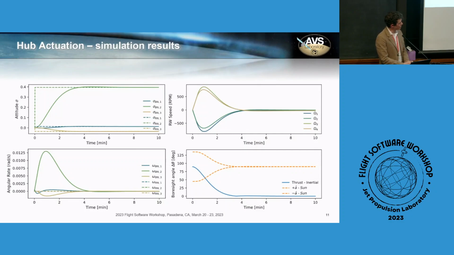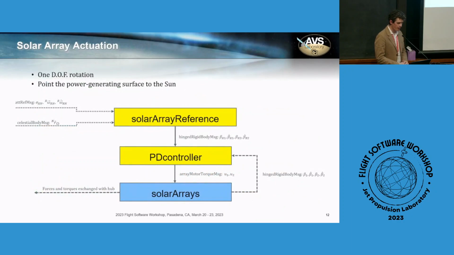In orange dashed lines, it's the angle between the solar array axes and the direction of the sun. So those are both going to 90 degrees, which means we are achieving the best pointing requirements possible, where we have both the thruster aligned with the direction that we want and maximum power generation.